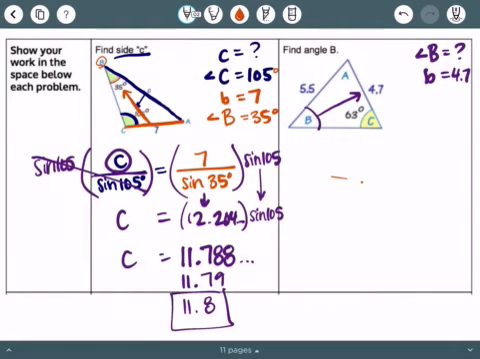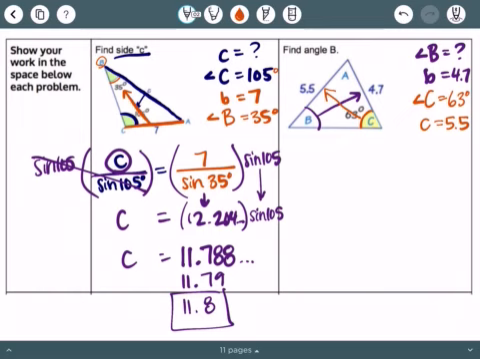Switch colors here. I know that the other angle that they give me is angle C. Angle C, and that's 63 degrees right there. And it's connected to 5.5. So C is 5.5.